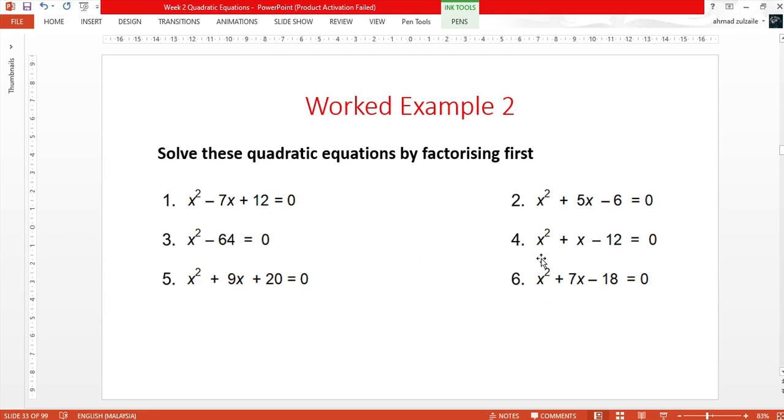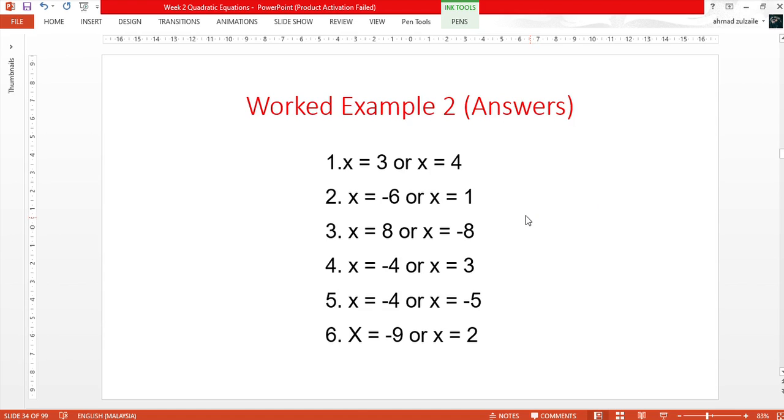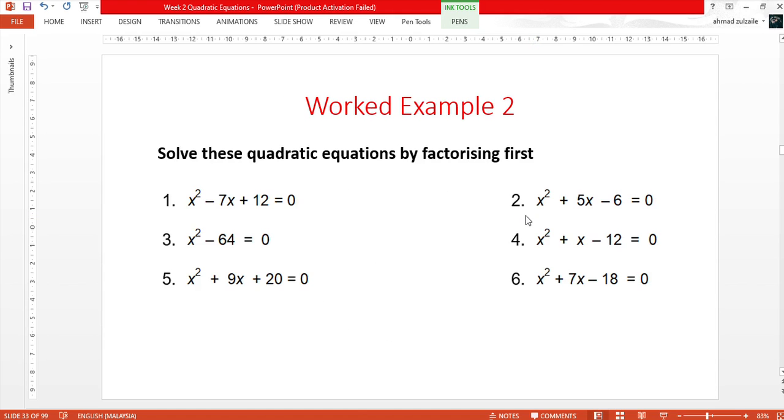Okay, so please try this work example number 2. I provide also the answer on the next slide, but remember, use your calculator in order to solve your quadratic equation.